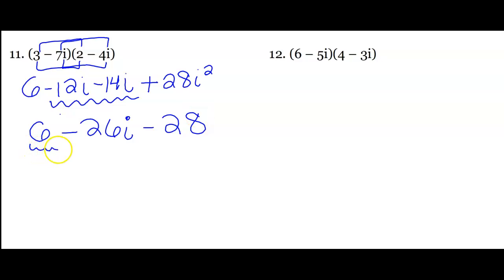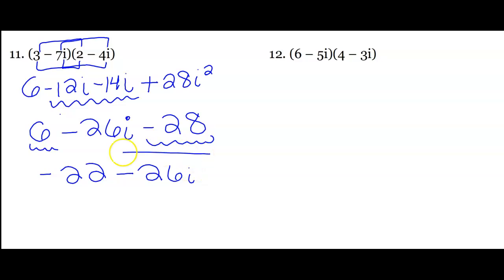But 6 and negative 28 are both numbers. So 6 minus 28 is, excellent, negative 22. So you get negative 22 minus 26i. Let's go.